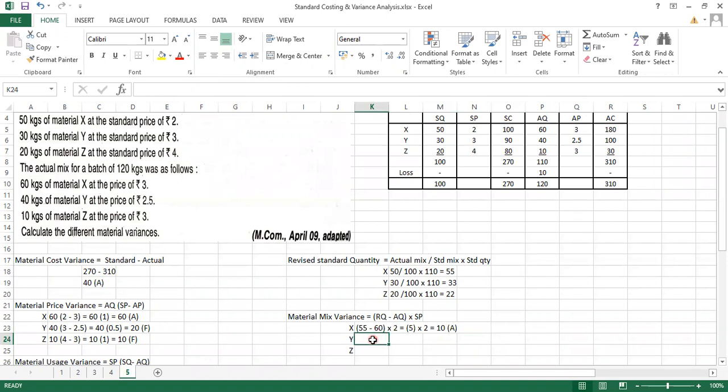Same way find it out for the Y. Revised quantity which we got is 33. Actual is how much? See here, 40. The standard price is 3. This will be equal to -7.